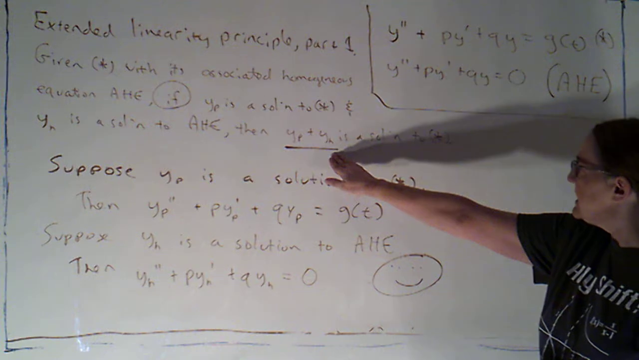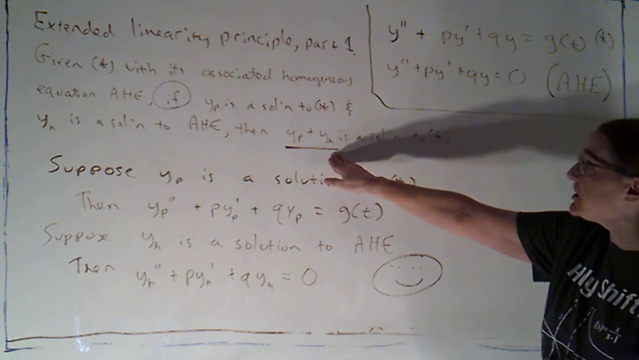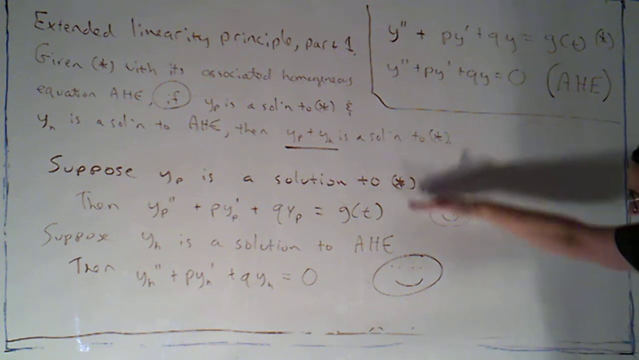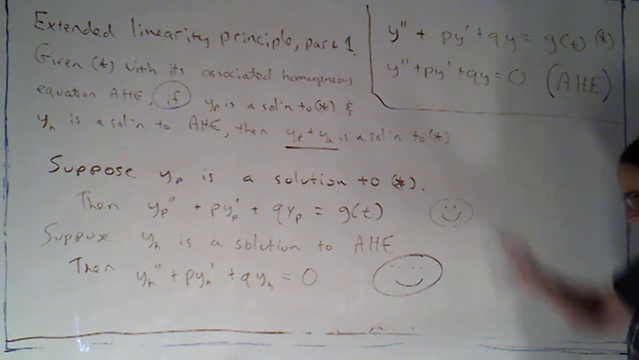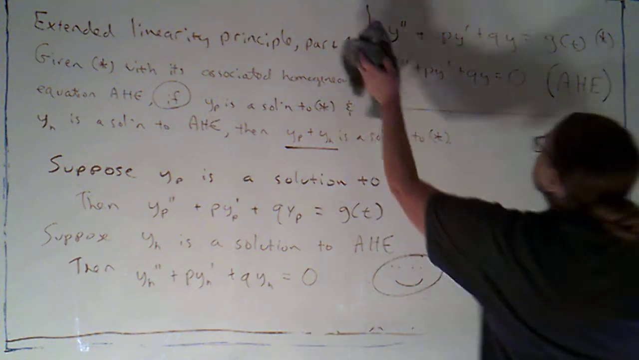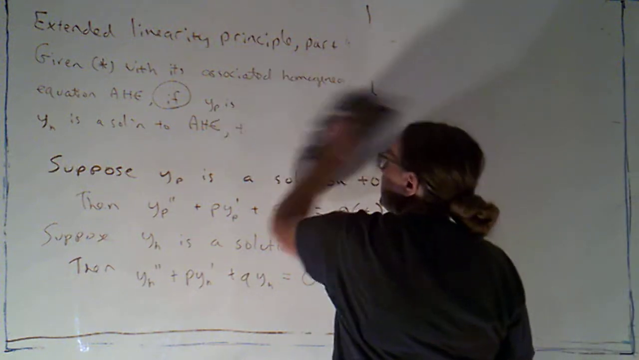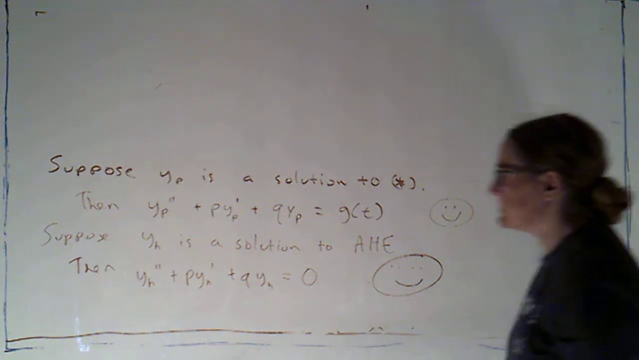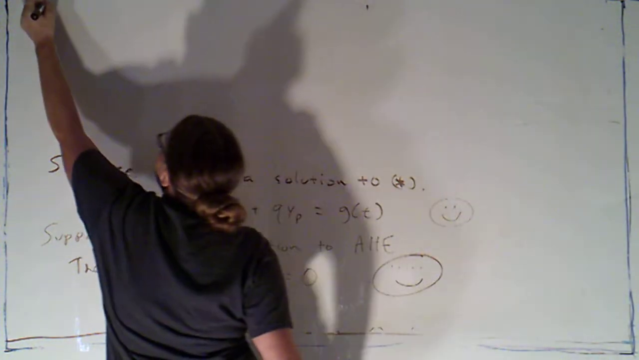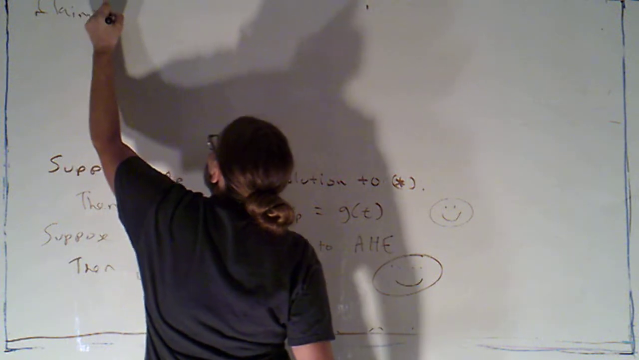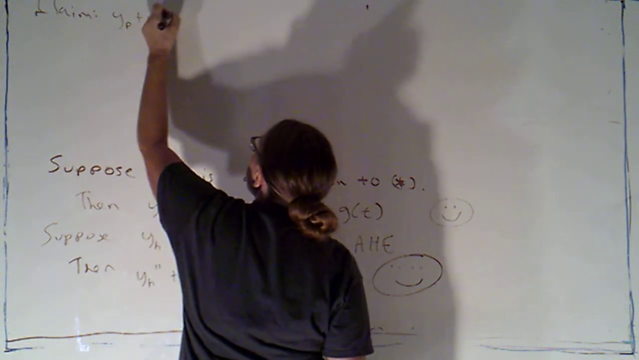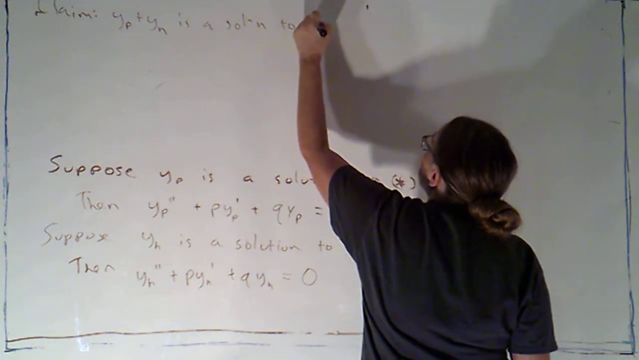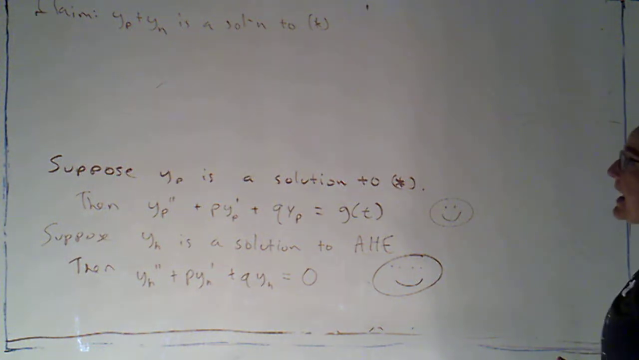Now my claim is that this is going to be a solution to star. Okay. Now I'm running out of some space here, so what I'm going to do is keep my suppositions here. I'm just going to erase the top part of this board and continue the proof up here. Okay. So my claim is that y sub p plus y sub h is a solution to star. Okay. And what does that mean?